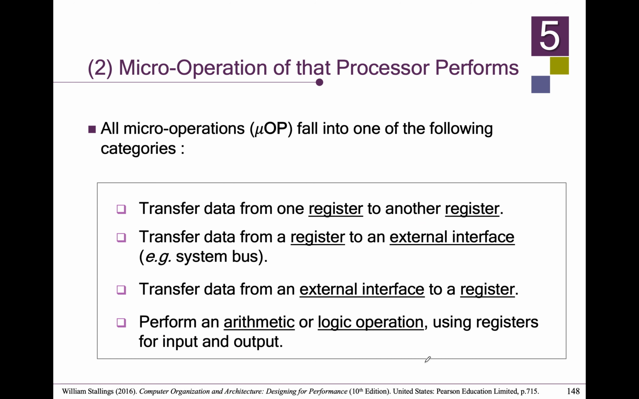Micro-operations the processor performs. A micro-operation falls into one of the following categories. It can be either one: transfer data from one register to another register, transfer data from a register to an external interface, transfer data from an external interface to a register, and lastly perform an arithmetic or logic operation using registers for input and output. So there are four types of micro-operations.